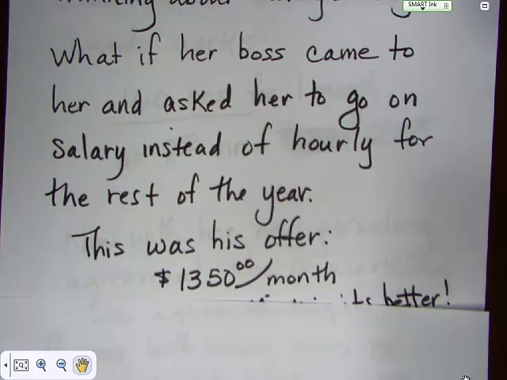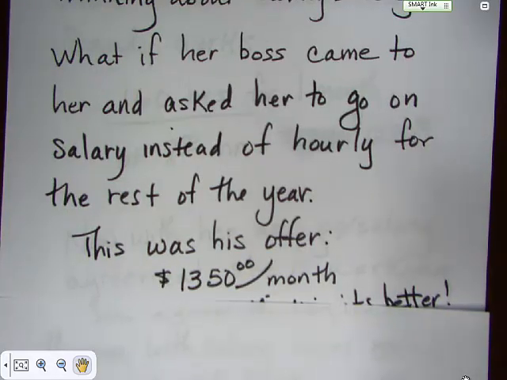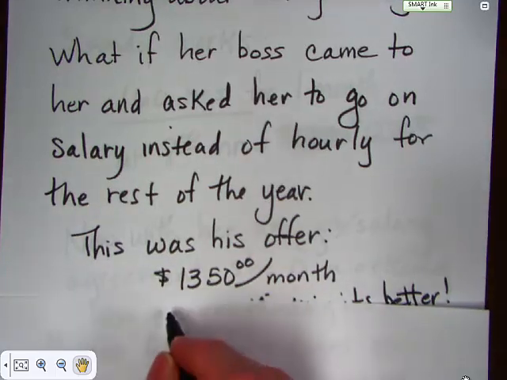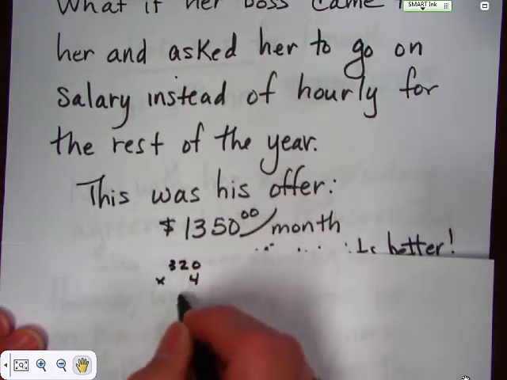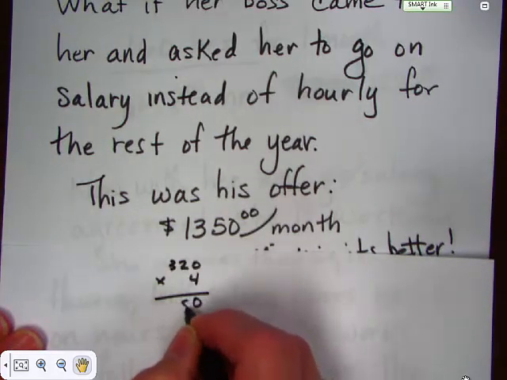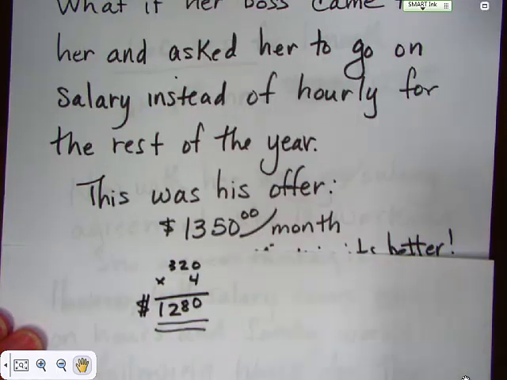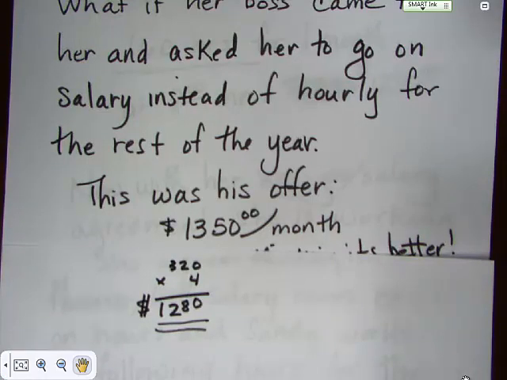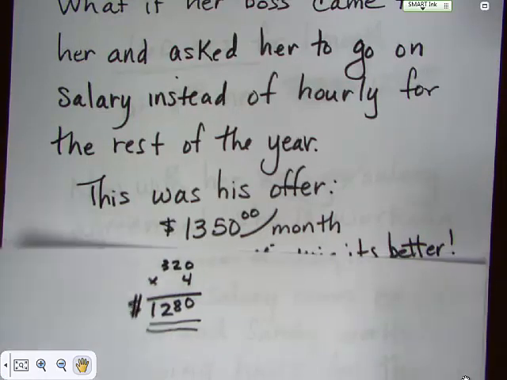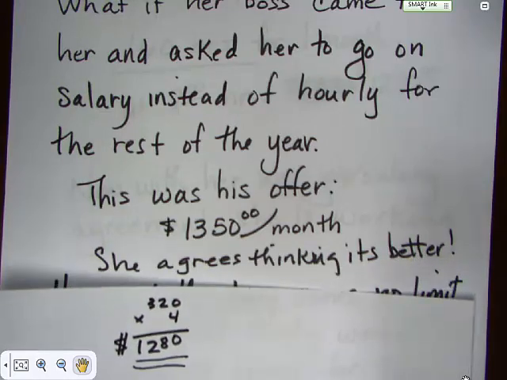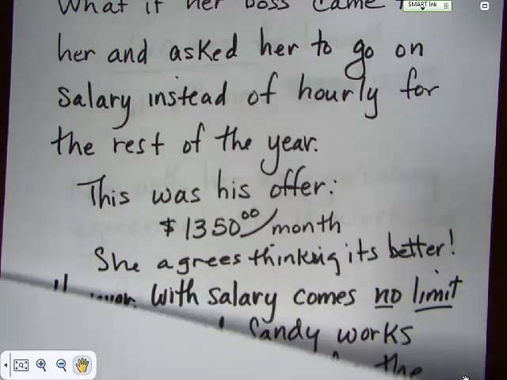Well, let's see. Looking back here, we got $320 for a 40-hour week. So if we take 320 times 4... Oh, well, normally she gets $1,280 for a month, so $1,350 is more. Well, yeah, she says, I'll do that. That sounds like a good deal. Well, she agrees, but then look what happens to her.